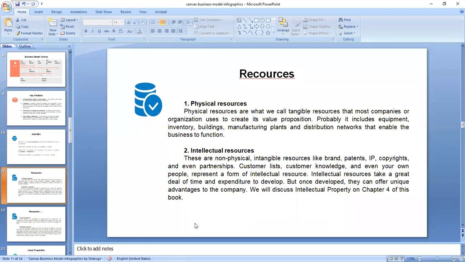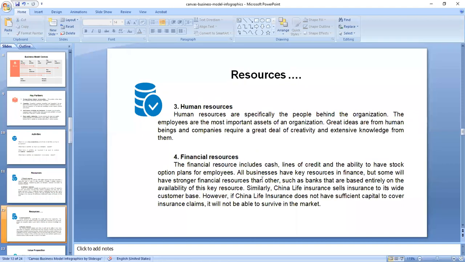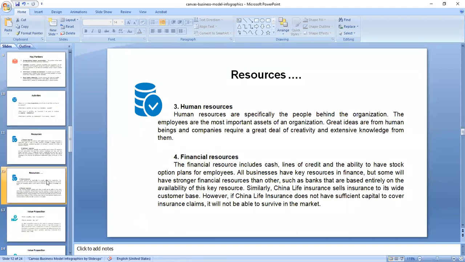They consider their people as their number one, probably one of their, shall I say, key resources, their people, the talents. Okay? Now we go to the next. The third one is the human resource. So human resources are specifically the people behind the organization. The employees are the most important assets of an organization.